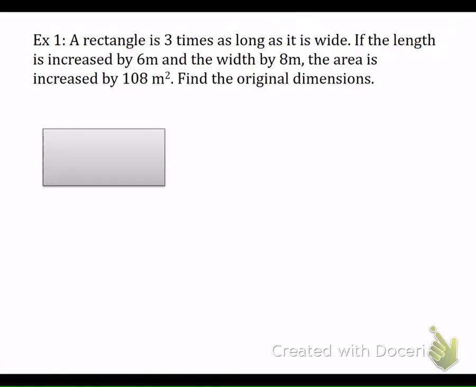A rectangle is 3 times as long as it is wide. So I am going to start by labeling one of the dimensions W. And how do you think I can label the other one? Well, if I call this one W, would I call the other one 3x? No, what would I call it? It's 3 times as long, or sorry, 3 times as long as it is wide. So if the width is W, the length is? Yeah, 3W. Good.